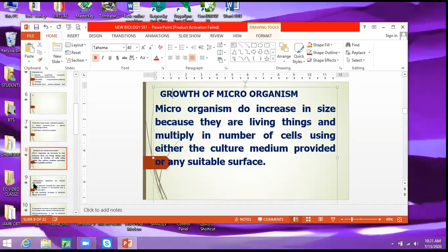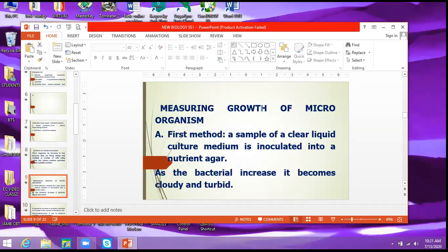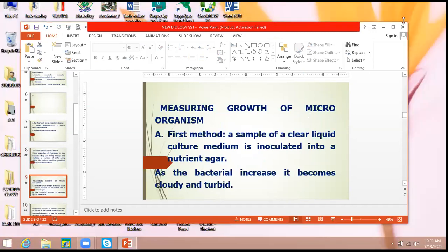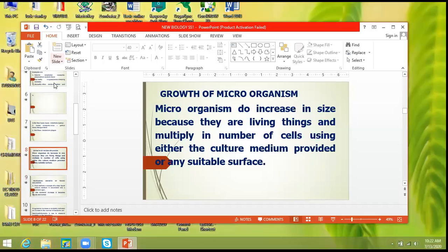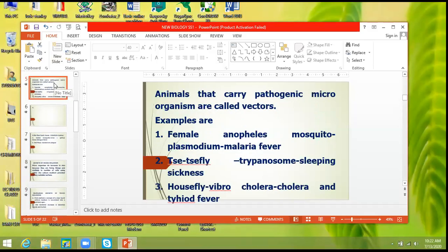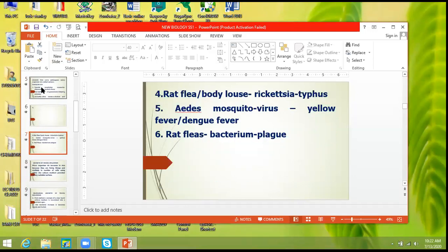Now let's look at measurement of the growth, or measuring growth of microorganisms. How do you measure the growth of microorganisms? Yes, ma'am, please go back to the former slide. Okay, this is the former slide. Or is it the vectors? Okay. Yes. This is the beginning of the vectors.